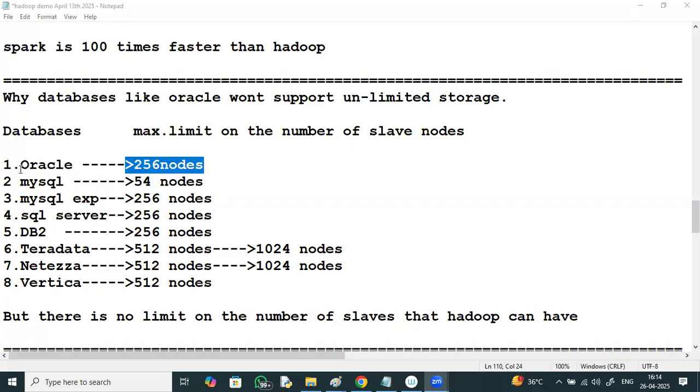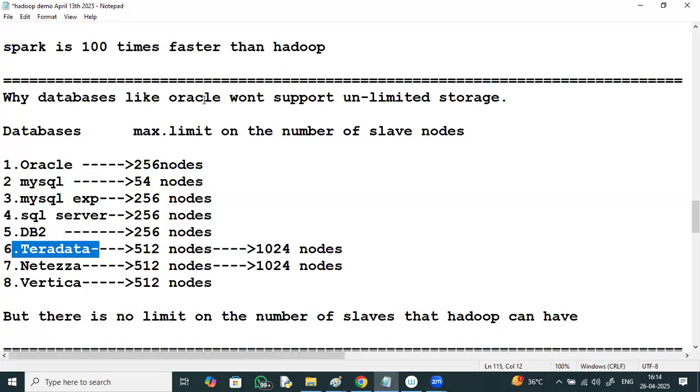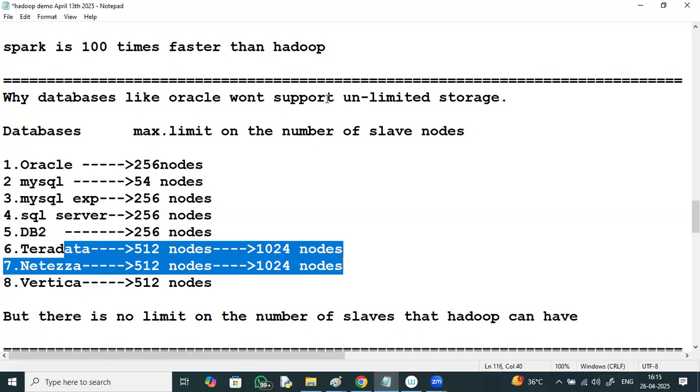So Oracle maximum with 256 nodes, MySQL 54 nodes, MySQL Express can go with 256 nodes, SQL Server with 256 nodes. All these databases support 256, even DB2. But we have got some specialized databases like Teradata going with 512 nodes. Netezza, it is also a specialized database with 512. Vertica also with 512. But Teradata and Netezza are supporting 1024 system nodes for storing the data.